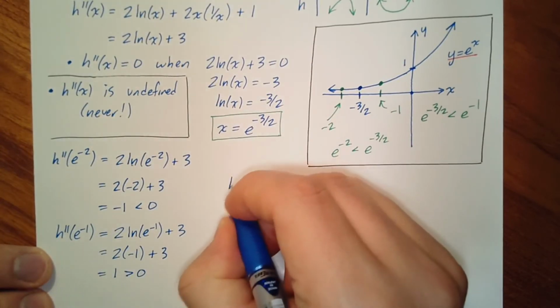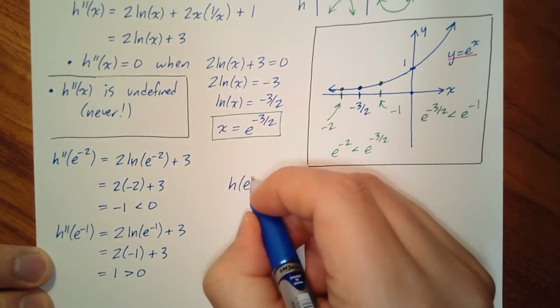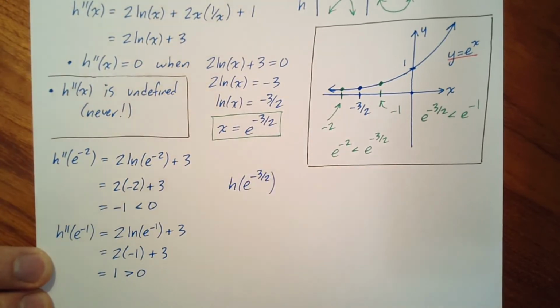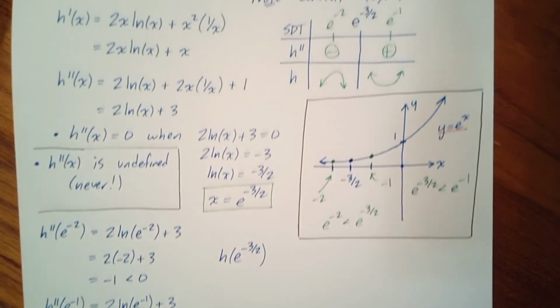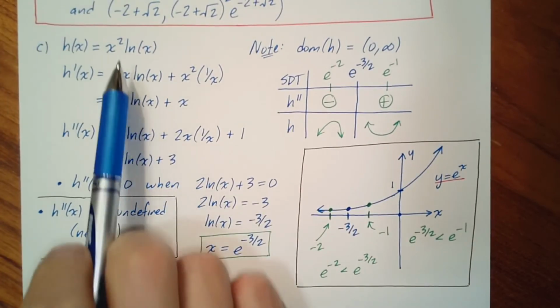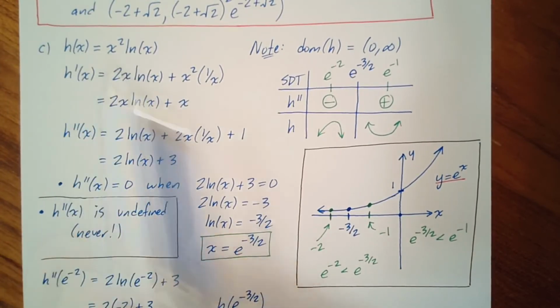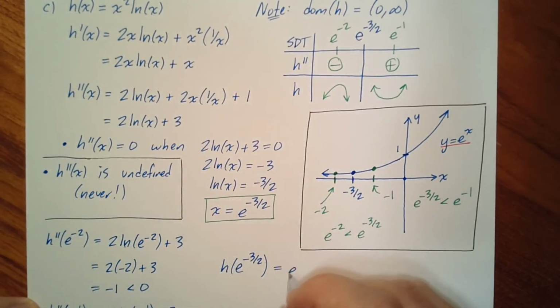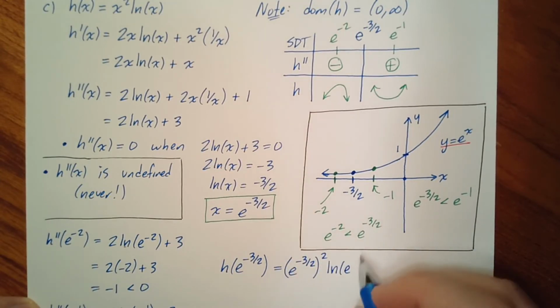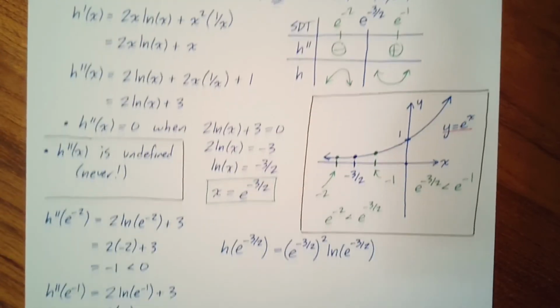So finally, let's plug in e to the negative 3 halves to our function. Again, not the nicest value, but it's what we have, so we have no choice. So we're going to plug that into the original function h. So we're going to get e to the negative 3 halves squared times the natural log of e to the negative 3 halves.